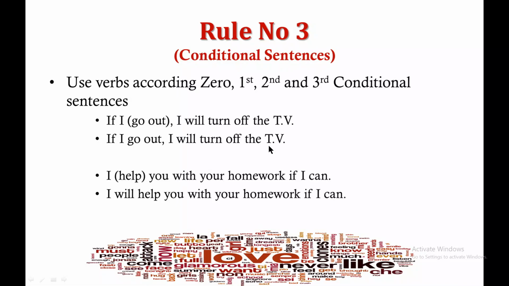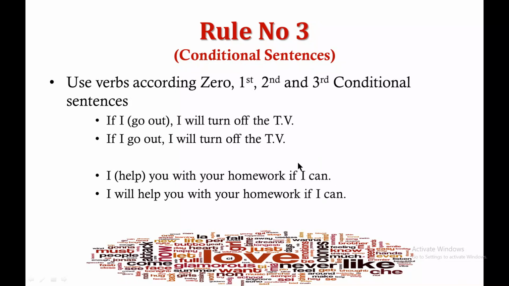The main thing you need to do right now for this rule is to learn conditional sentences. You need to go back to lesson number 4 of the last week, and you will understand it, inshallah. Similarly, it can be the other way around. The if clause can go at the end and the independent clause can go at the start. Similarly, I help you with your homework if I can.